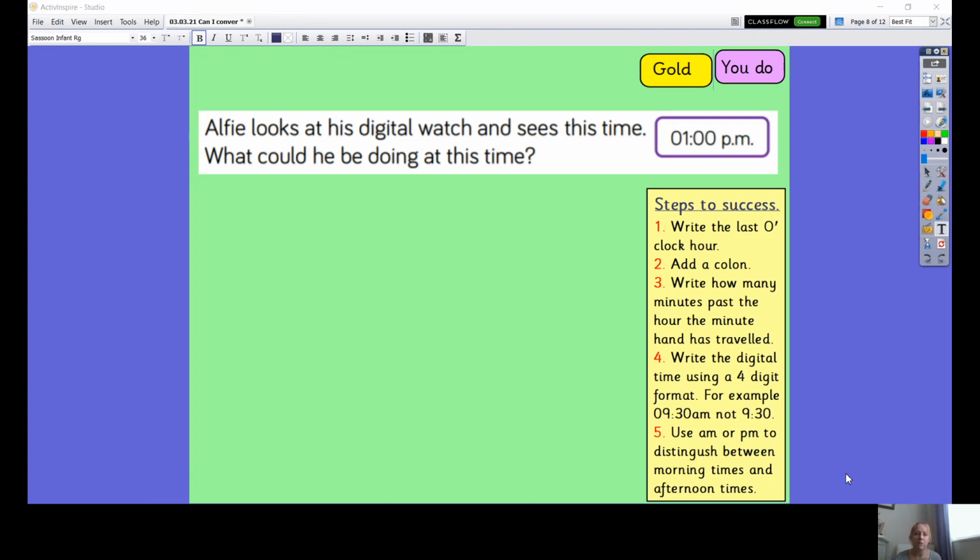This is one for you to have a go at by yourself. Alfie looks at his digital watch and sees the time. Here's the time here. What could he be doing at this time? So you need to have a look at it and think about what he could be doing. Off you go. Pause here.